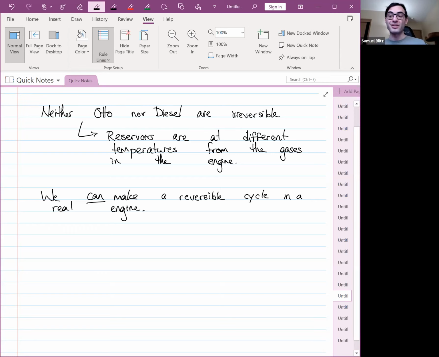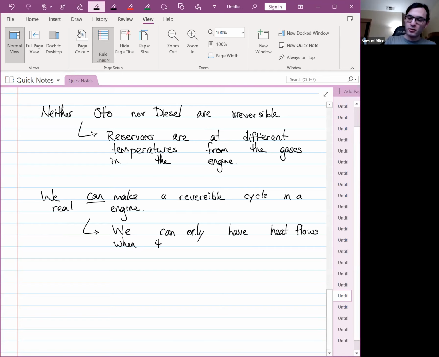So in order to do that, we can't have heat flowing in during processes where the temperature changes, because if the temperature changes, then at some point during the process, the temperature differential will be non-infinitesimal. So the end result is that we can only have heat flows when the temperature is constant. I.e., we can't have heat flowing in during isobaric or isochoric processes like in the Otto or diesel cycle. We have to have heat flowing only during constant temperature processes, i.e. isothermal.